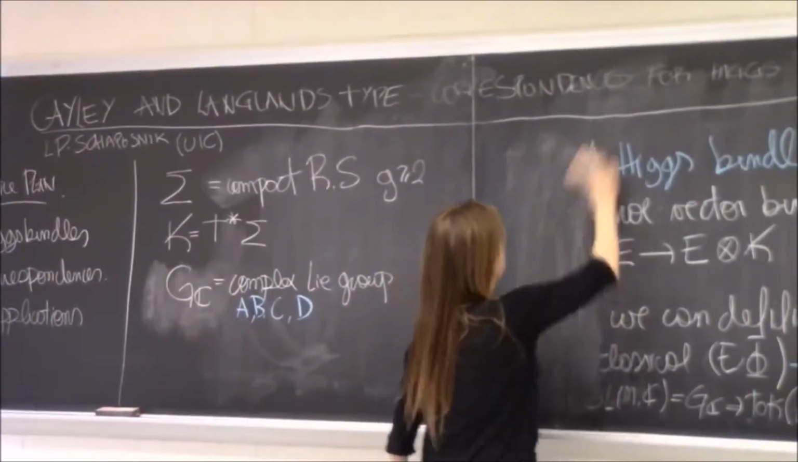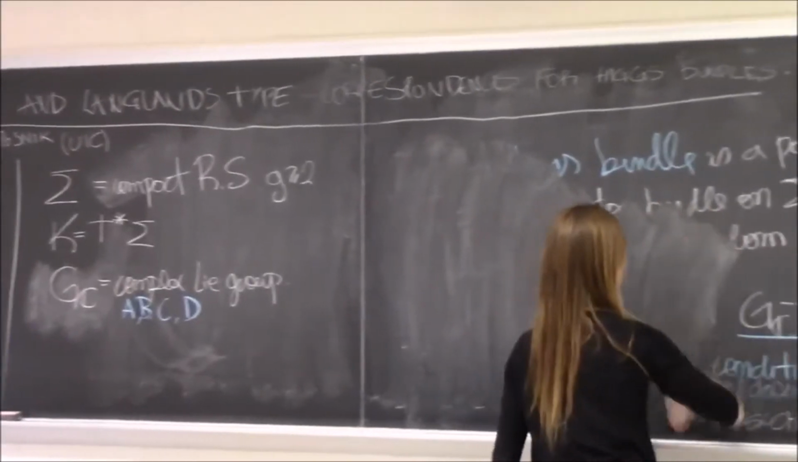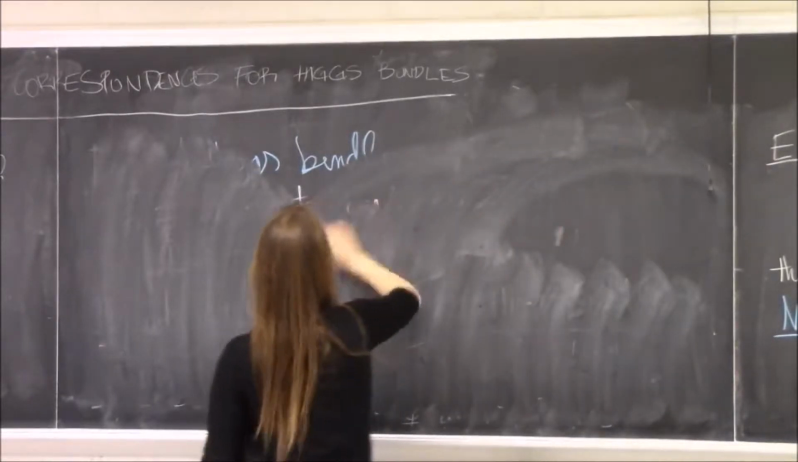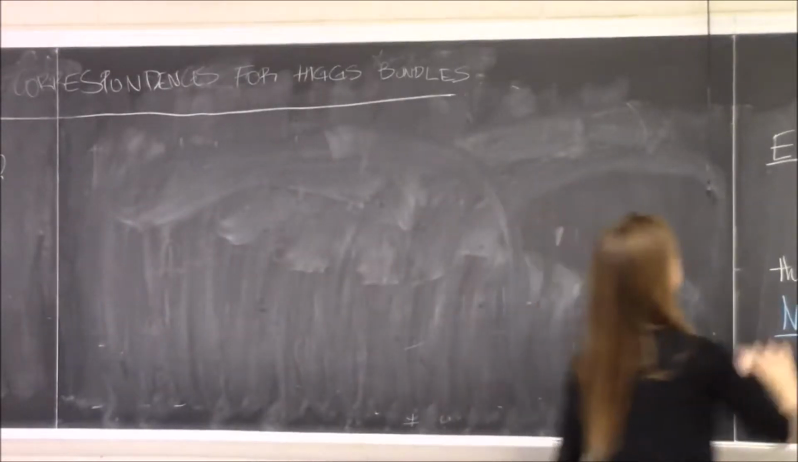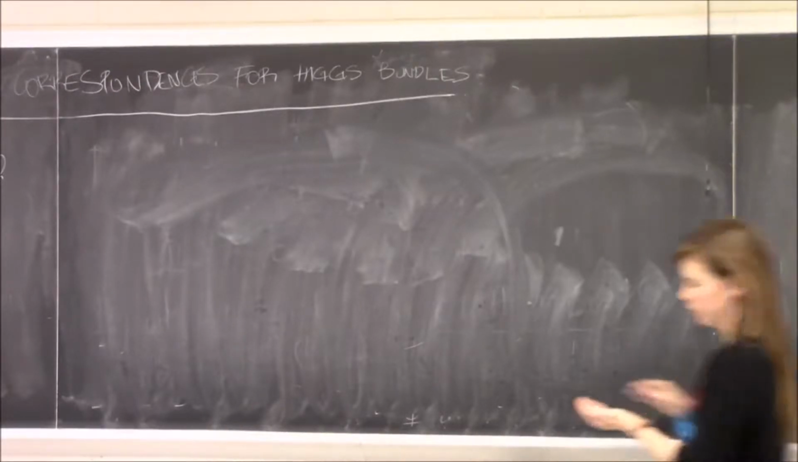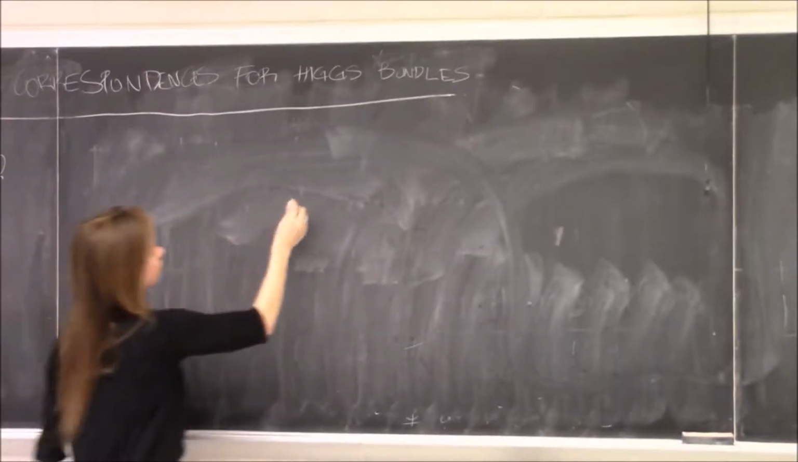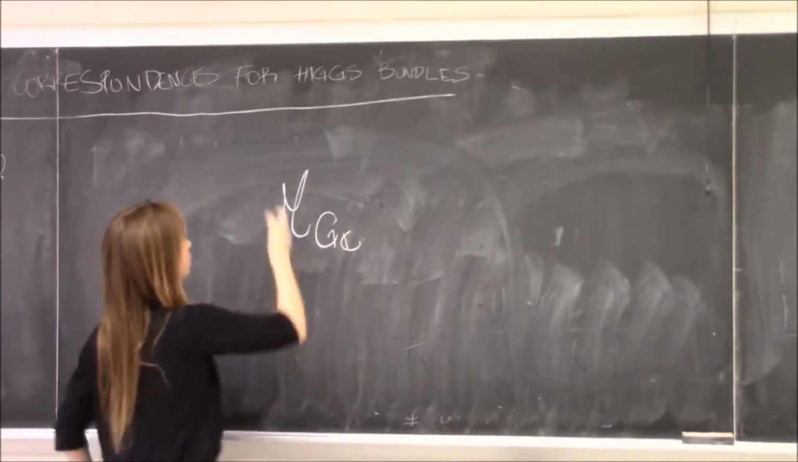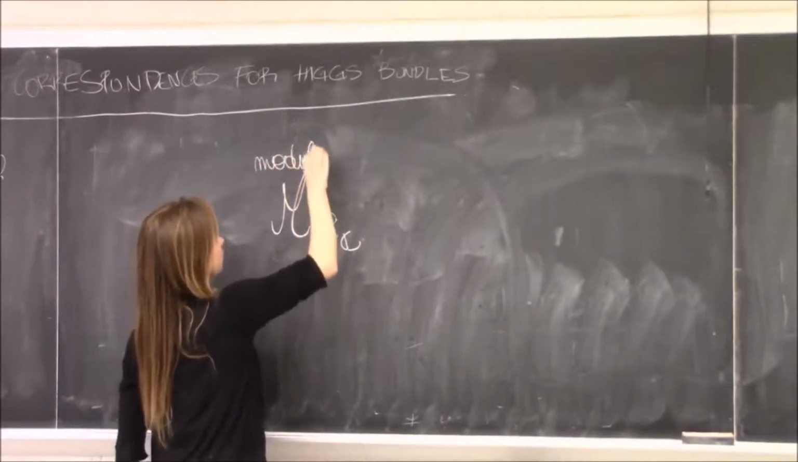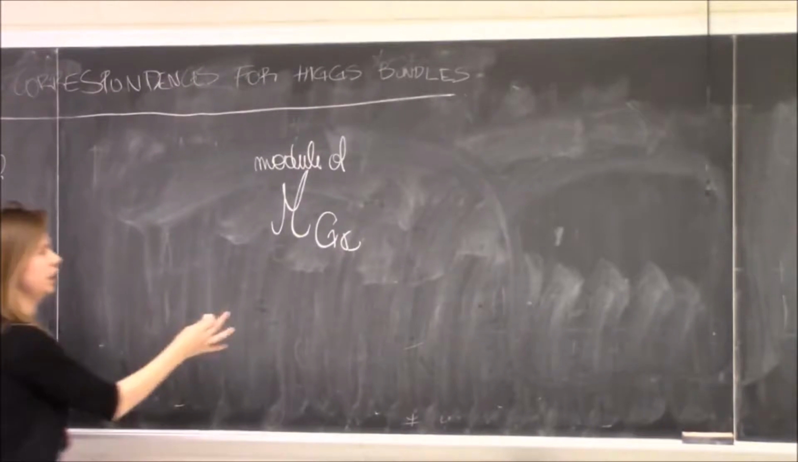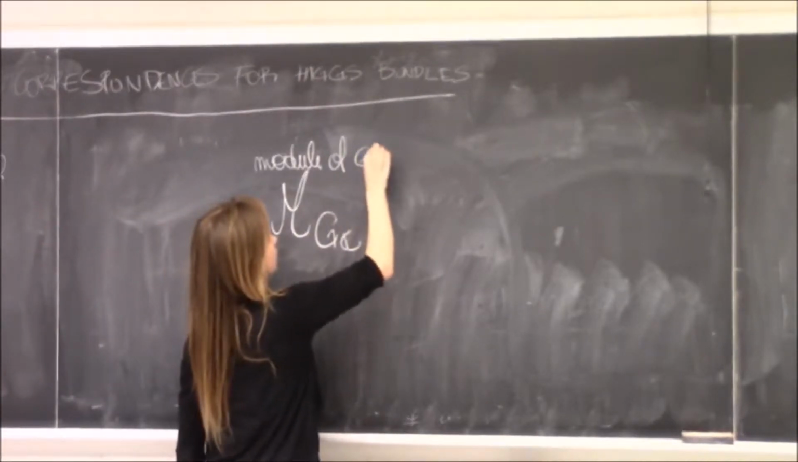So I want to take that moduli space and I want to introduce one of the main tools we're going to use to study that moduli space, and which leads to many of the applications that we have in mind. So the moduli space of Higgs bundles, I'm going to call it M_GC. The moduli space of Higgs bundles, so moduli of isomorphism classes of polystable, or appropriately stable, GC Higgs bundles.